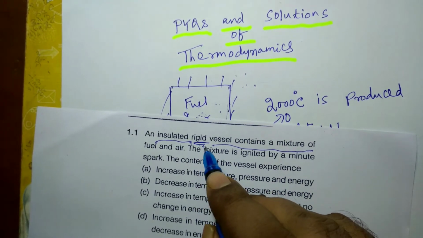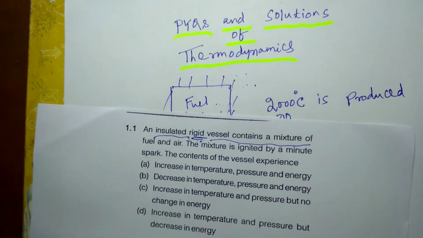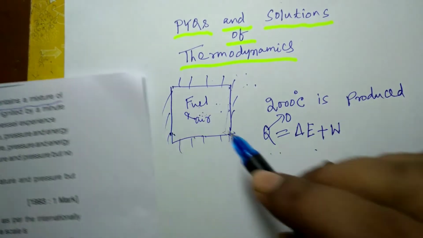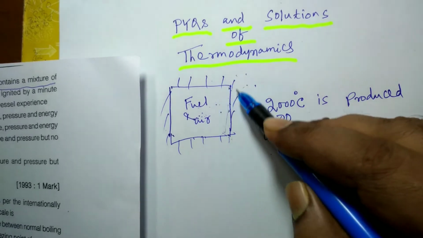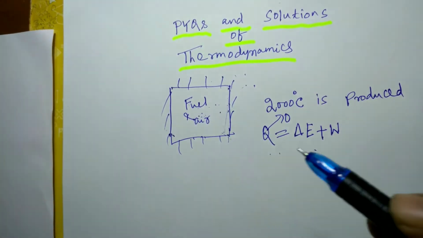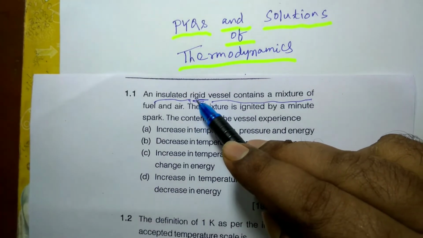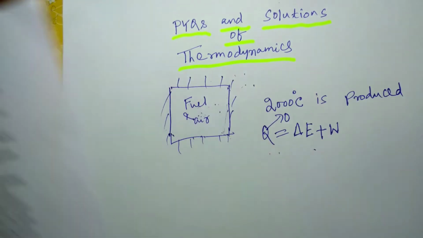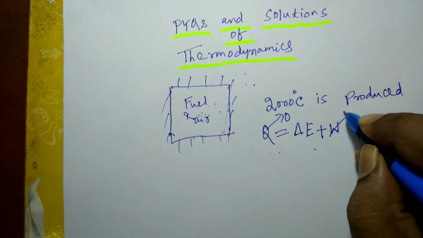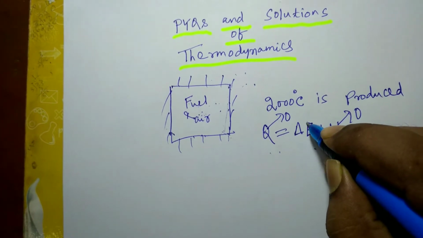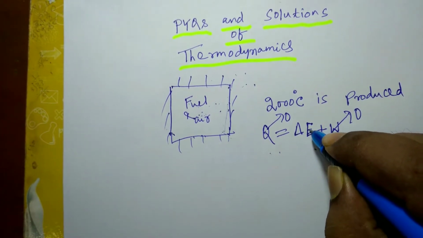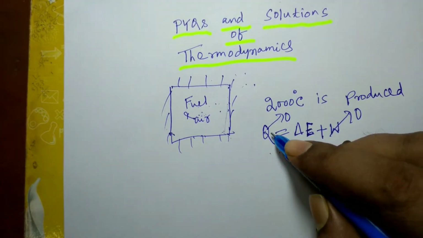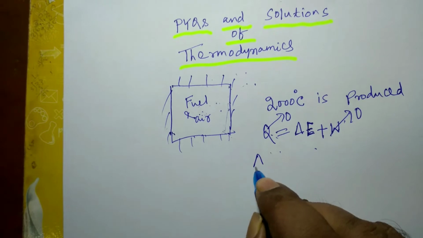No change in volume will be there. Rigid means volume will remain constant. So whatever heat is produced, it will not push the boundary, and no boundary work will be there since it is a rigid vessel. So these two terms are 0. Obviously delta E will be there. So Q is equal to delta E plus W. If both are 0, then delta E.